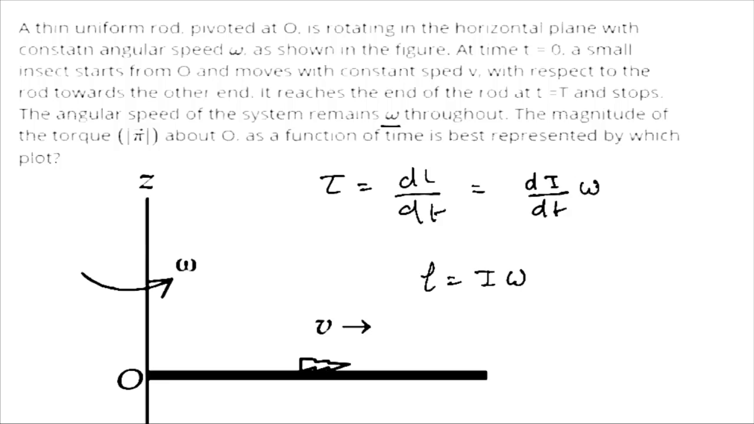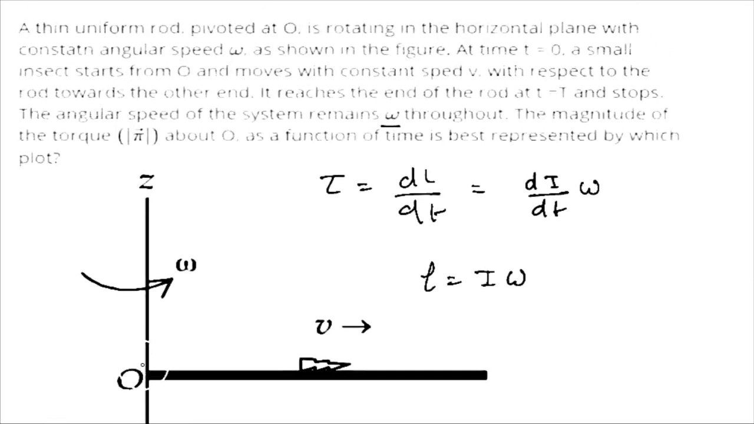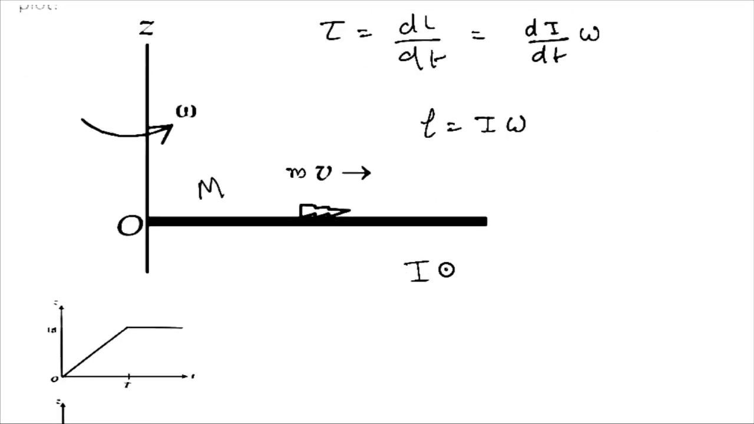If I talk about the I of the system, the rod will have a moment of inertia about one end. Let's say the insect mass is small m and the rod mass is capital M. Let's say at any instant the insect is at a distance of x. So I will write the rod's moment of inertia and the insect's moment of inertia.